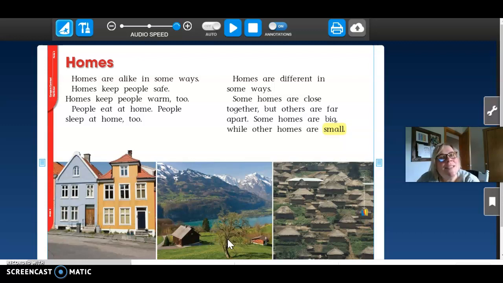People do things at their home. They eat at their homes and they sleep at their homes. Those are all ways that homes are the same. Homes are different in many ways, right?